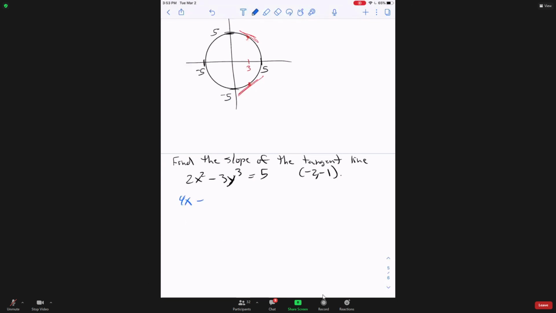What's the derivative of 3y to the third? Well, power rule, 3 times 3 is 9y to the second times the derivative of y. What's the derivative of y? I don't know. We call it dy over dx. It's kind of like this. If I were to ask you what's the derivative of 3 times something to the third, you would say, oh, that's 9 times that something squared.